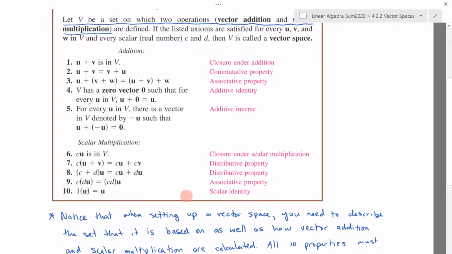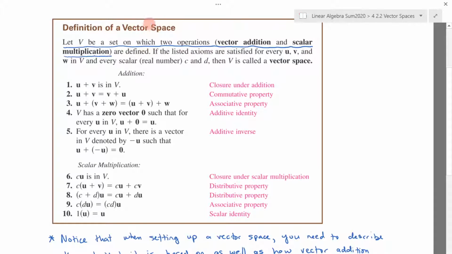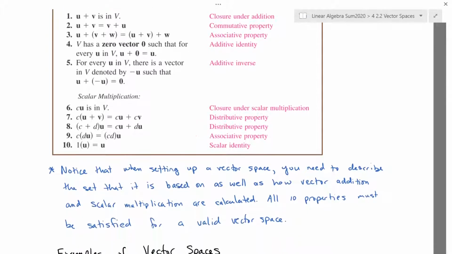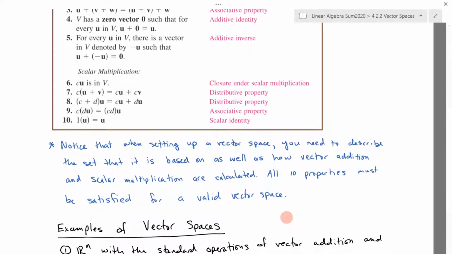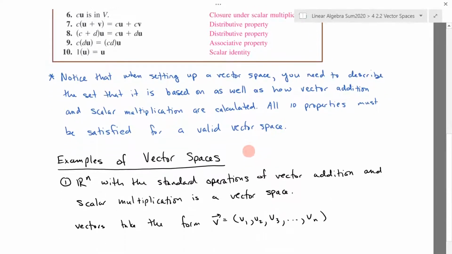One thing to be careful about is how a vector space is defined: it's not just the set that forms the vector space, but the set together with the two operations of vector addition and scalar multiplication. So all three together need to be described to have a vector space. And then the 10 properties must be satisfied for those operations. But usually the way we define vector addition and scalar multiplication is the standard way for the spaces that we'll discuss.